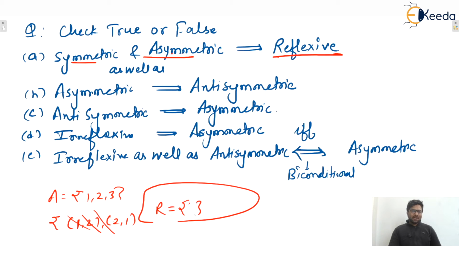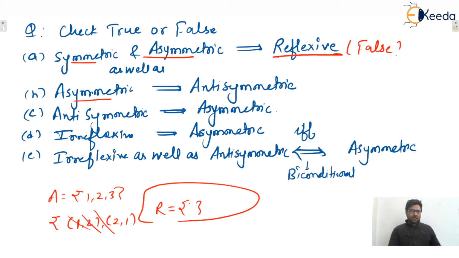Empty relation is symmetric as well as asymmetric, but is that reflexive or not? No, because I already told you guys that the empty relation cannot be reflexive, isn't it? So because of that, we can say that this statement is false.